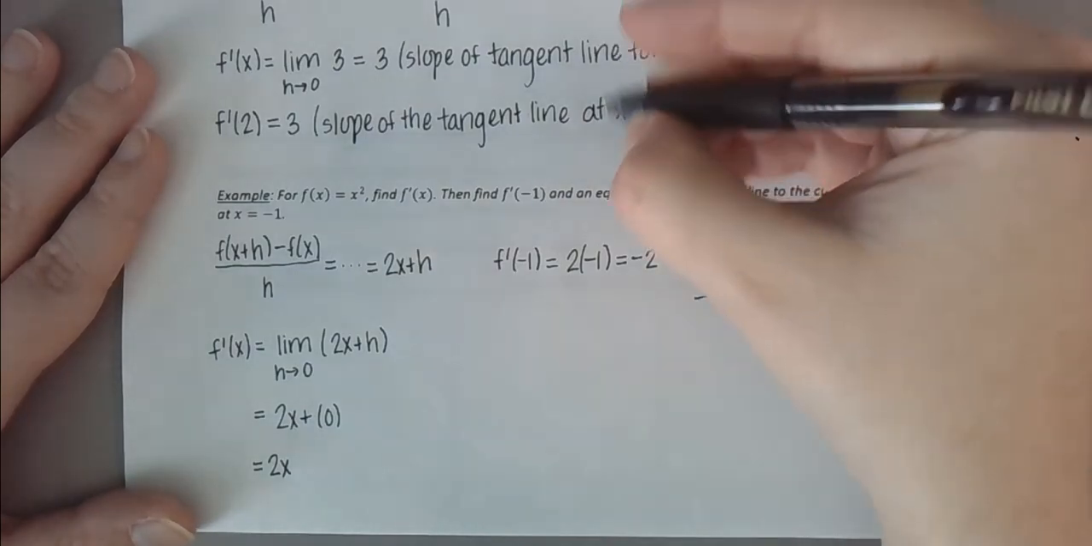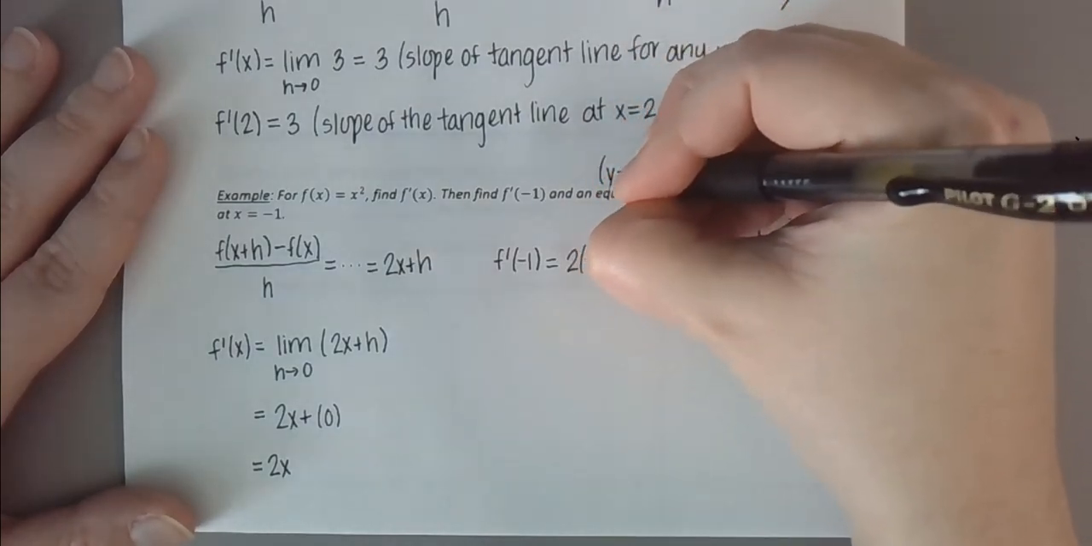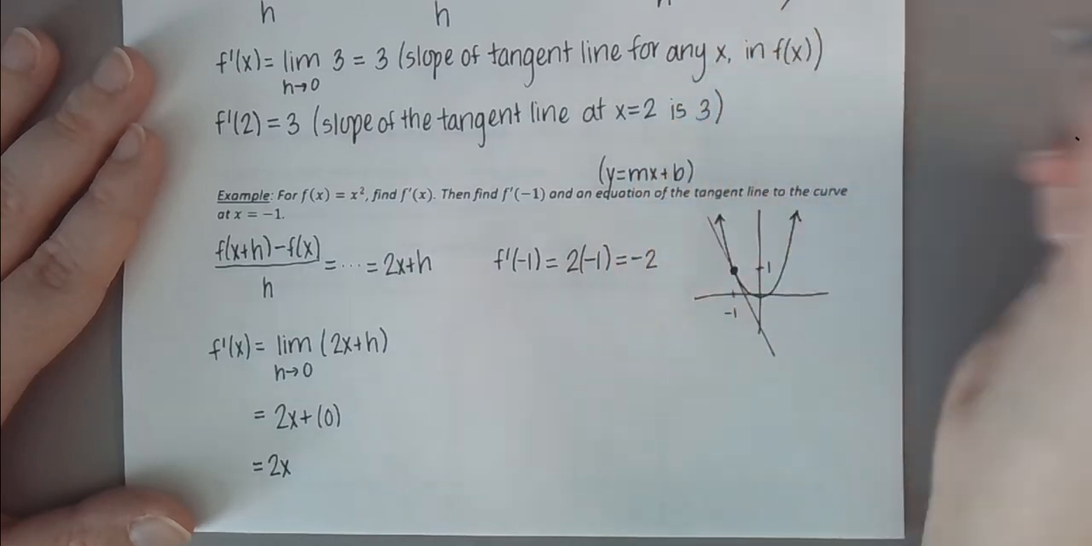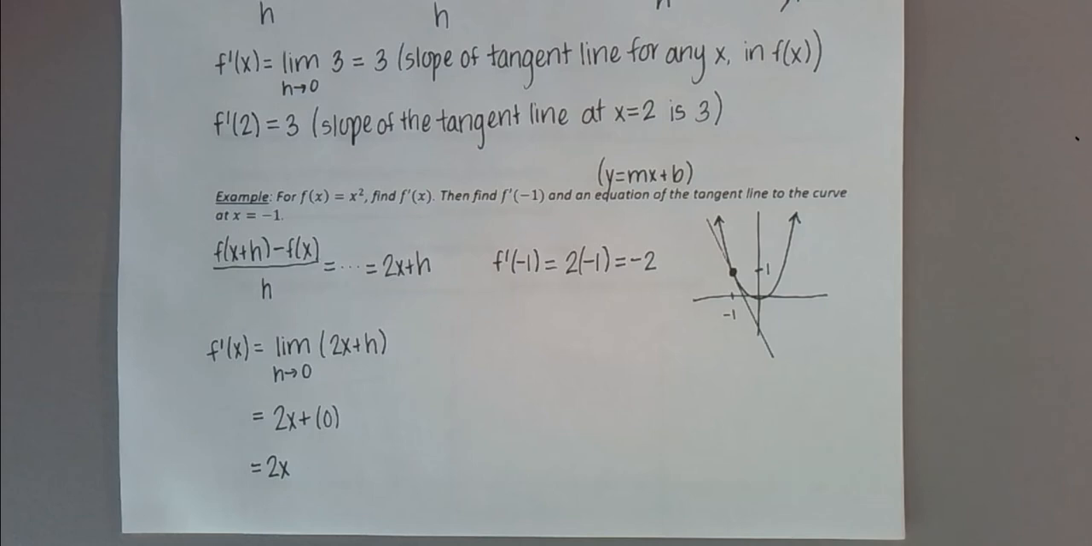Okay. Now when we say equation, typically we want something in slope-intercept form. So y equals mx plus b. That's going to be the goal, to find something that looks like that. Now in order to find an equation of a line, we need typically two things.